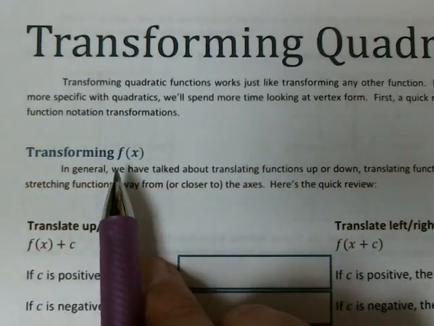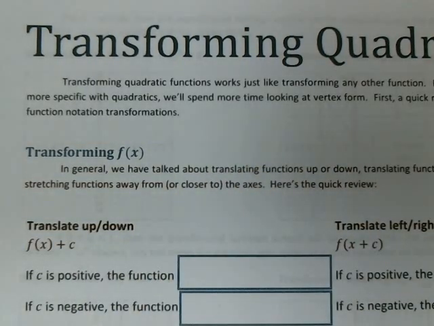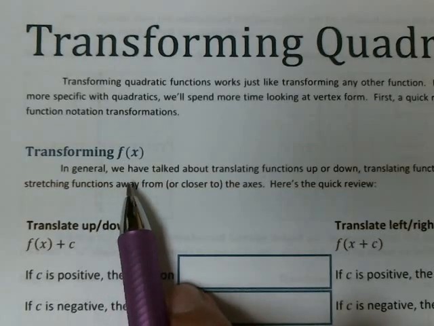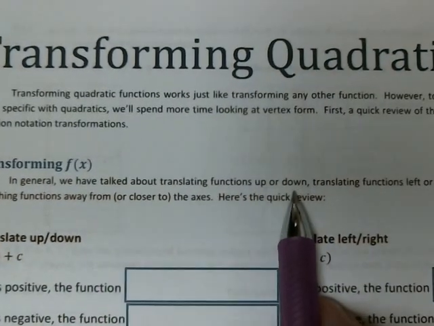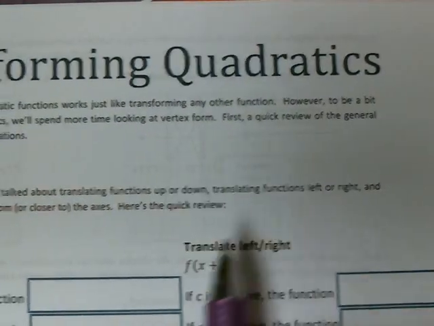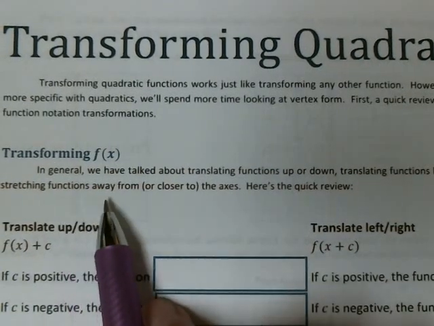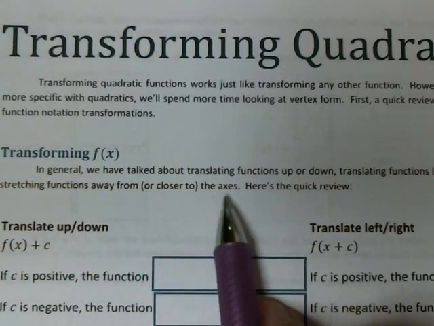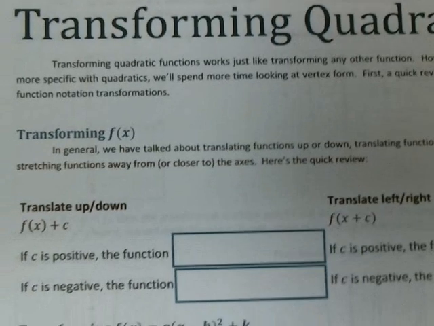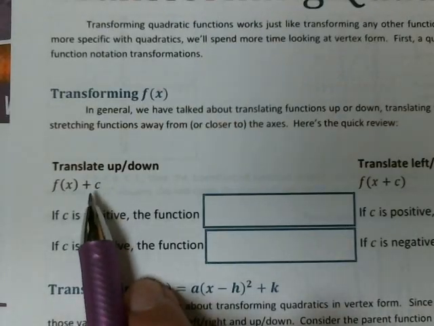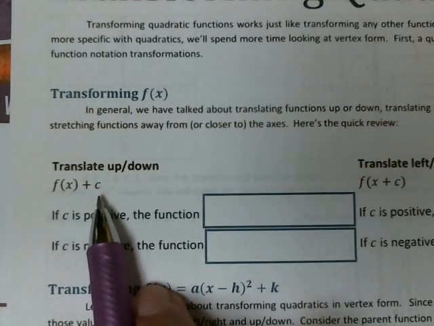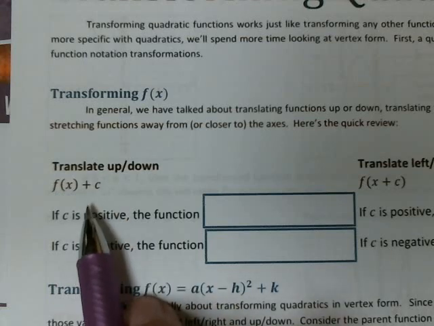So if I have any kind of function, it doesn't have to be a quadratic, it could be a line, it could be a cubic, a quartic, or whatever. It says in general, we have talked about translating functions up or down, translating functions left or right, and stretching functions away or closer to the axes. Here's a quick review. If I have some function and I add some constant to it, then we're going to be translating up and down.